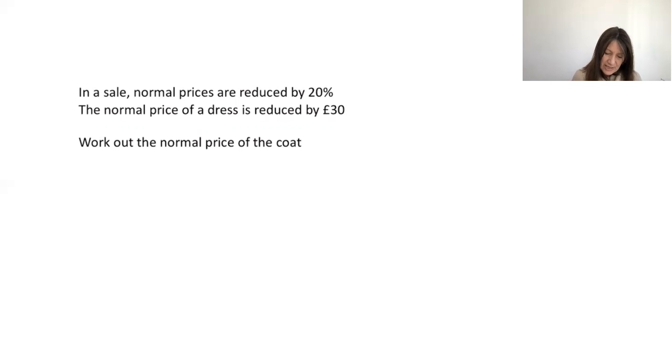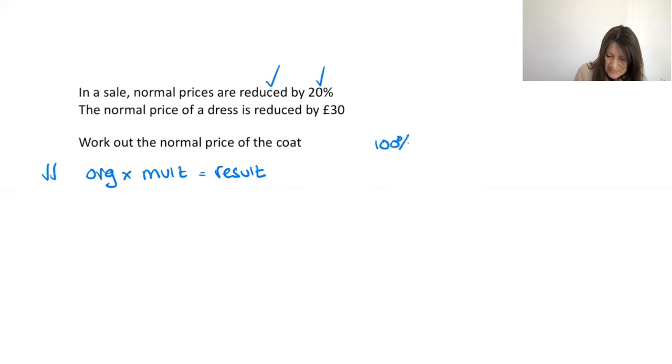Okay, so in a sale, normal prices are reduced by 20%, right? Well, there you go, straight away, reduced 20%. It's a decrease question. So my 2 ticks will give me original times multiplier equals result. Now my multiplier, if it's a decrease, I'm going to be doing 100% minus the 20%, giving me my 80%, which in 2 places is 0.8. If you kept the 0 on, it's not a problem. So we're going to be multiplying through.